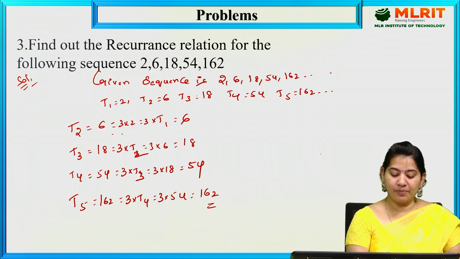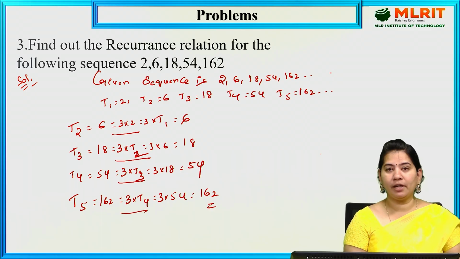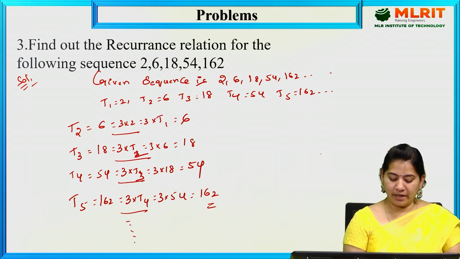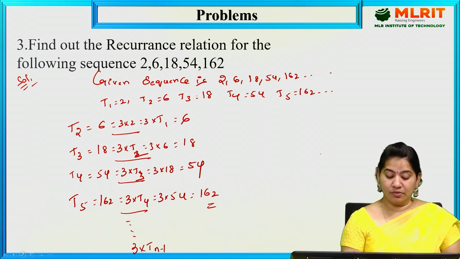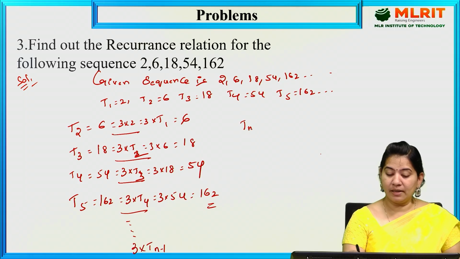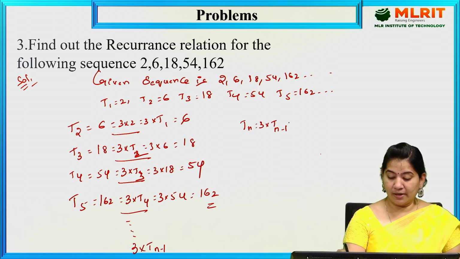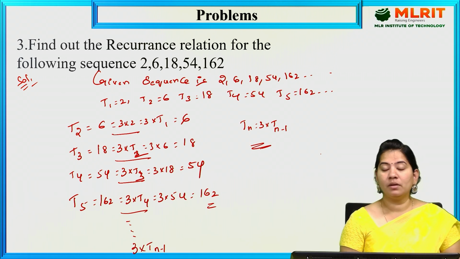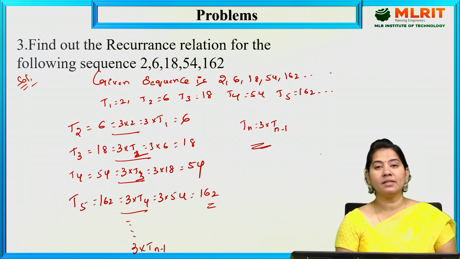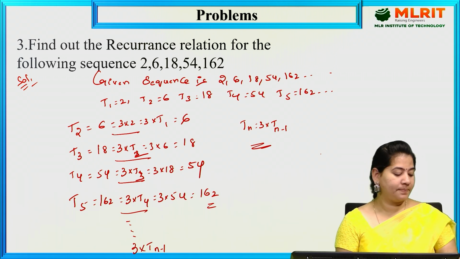So now if you observe here, 3 into T1, 3 into T2, 3 into T3, 3 into T4. So on, you will get 3 into T power n minus 1. So here Tn is equal to 3 into Tn minus 1. This is what we can say is the recurrence relation from the given sequence.